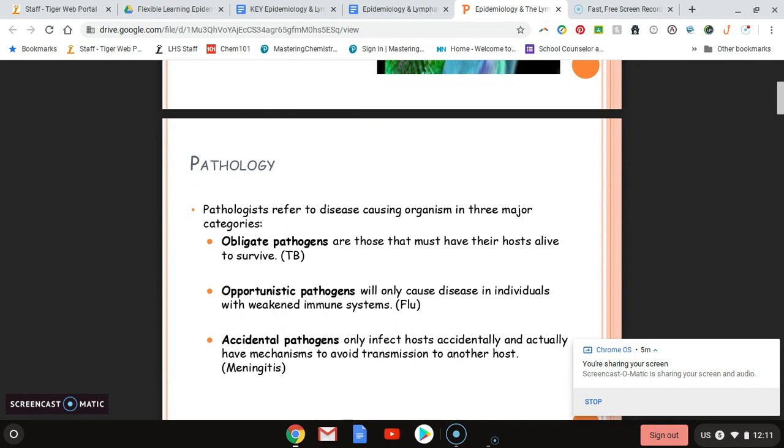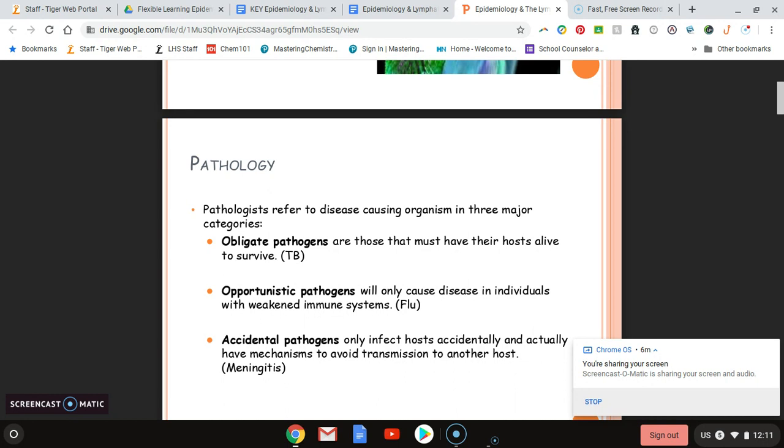Different types of pathogens. There's three major categories. Obligate pathogens are those that have to have a host in order to survive. An example of this would be tuberculosis. Without the host itself, the TB is not going to survive.